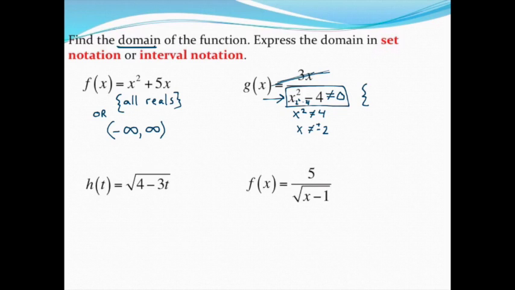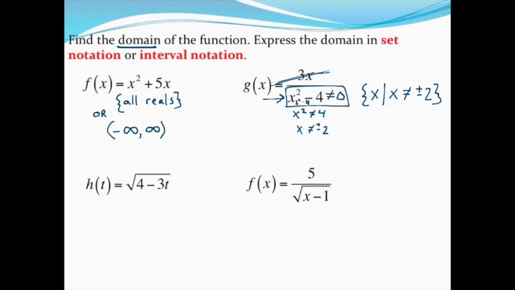Set notation is going to look like this. I'm going to say, since this is domain, the variable I'm working with is x, and then that vertical line, which means such that. So x such that, and then let's write our rule. Our rule we just discovered was that x cannot be equal to positive or negative 2. So there's my domain in set notation.